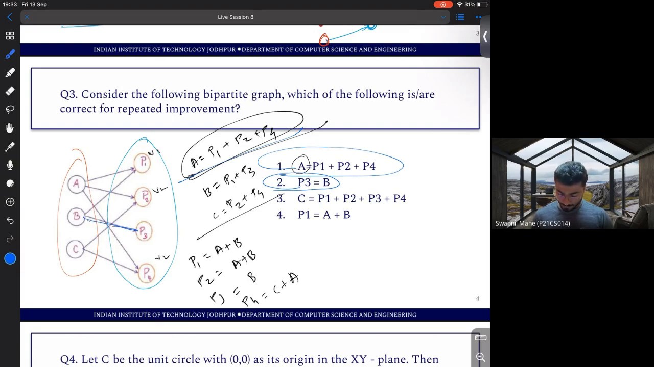Then C is quantified by only two outgoing edges, but it has stated four. It's not correct, right? The fourth option says that P1 is quantified as an authority by taking the summation of A and B. Only two are pointing to it, so this option is correct. So options 1, 2, and 4. Of the four options, three options are correct here. Yeah, I hope you have understood this question.